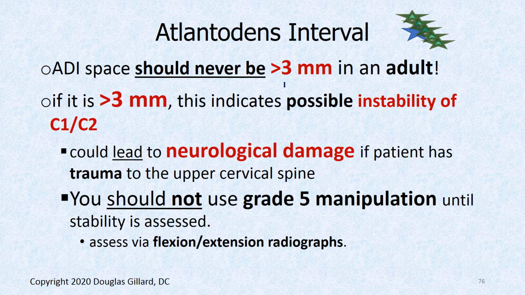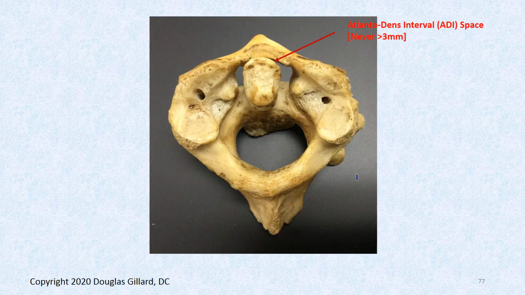Someone who's had trauma, you should take a cervical series, the A to P open mouth. But you see it on the lateral. It should never be bigger than 3 millimeters. If it's bigger than 3 millimeters, you should not do grade 5 manipulation. You should not crack them, because they may be unstable and you could kill them. You'll learn some orthopedic tests to confirm that. But this is the ADI space right here. You'll always see a little gap here on X-ray. On CT you can see it really nicely, but it shouldn't be a big gap.